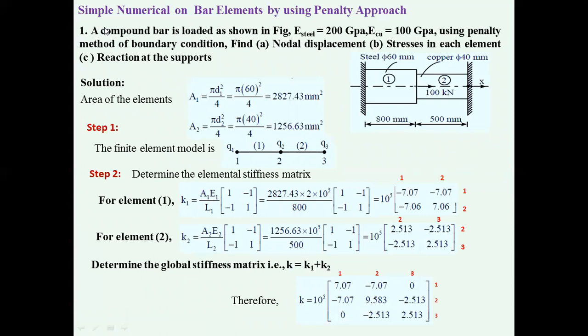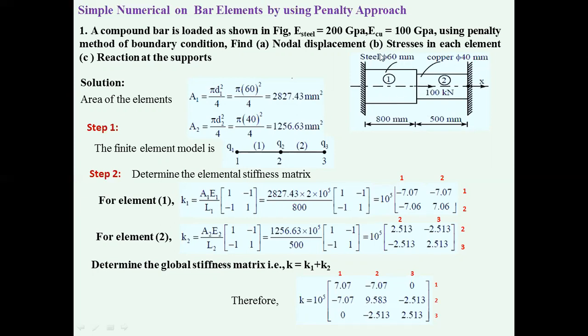The first problem: a compound bar is loaded as shown in the figure. Young's modulus for the steel is 200 GPa. Young's modulus of copper is 100 GPa. Using the penalty approach method of boundary condition, find the nodal displacements, stresses in each element, and reactions at supports.